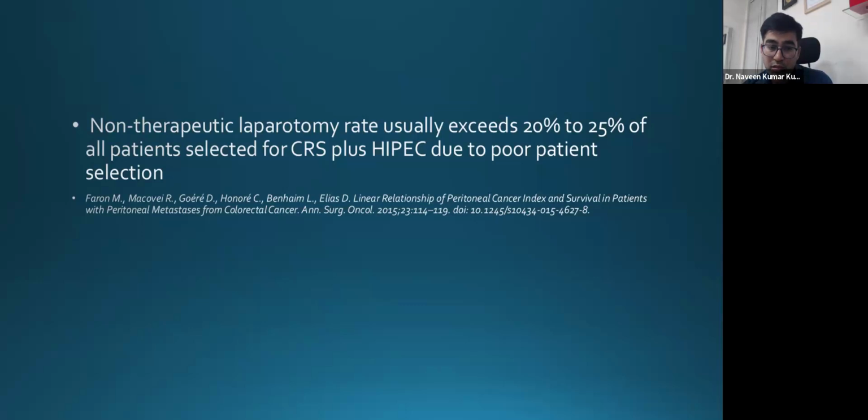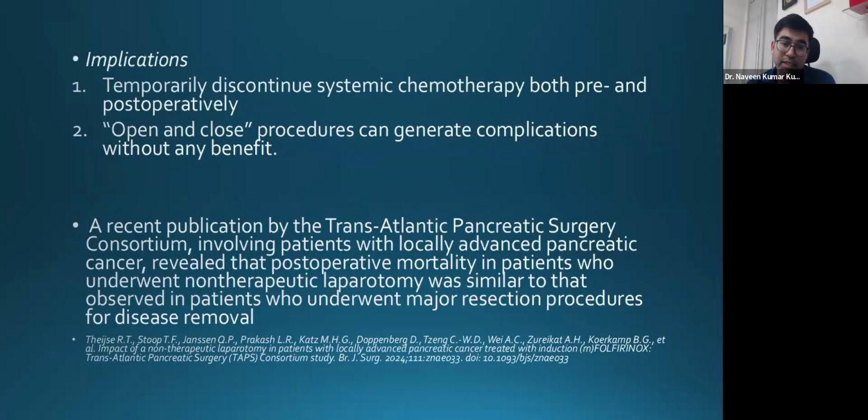Now, the reference article is Ferron M. et al. The implication is this: the patients who are being taken for this are basically undergoing some form of treatment. They are already metastatic. So if we offer them this treatment, their systemic chemotherapy is discontinued for some time till the patient recovers from this particular surgery. Also, these procedures themselves are morbid, so there are associated complications. The morbidity is in the range of 30% roughly. So these procedures themselves can also be harmful to the patient. So we have to select the patients in a very critical manner.